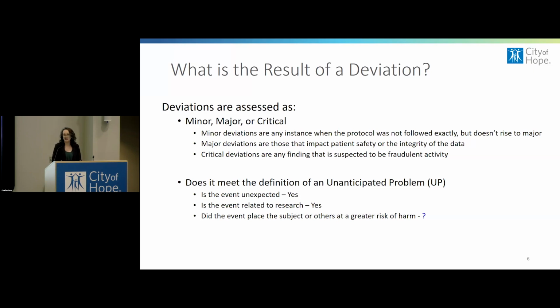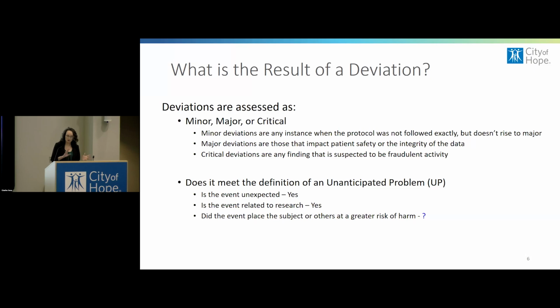Minor deviations are any kind of divergence from what is written in the protocol, but they don't rise to the level of majors. Major deviations, on the other hand, are those events that impact patient safety and data integrity. And then critical deviations, which we see infrequently, would be the findings that have some kind of suspected fraudulent activity or some kind of deception. When these are reported, the minors are reported in batches and reviewed in a summary form by the committees, whereas majors are reported expeditiously, and this assessment is done by not only the PI, but also the DSMC.